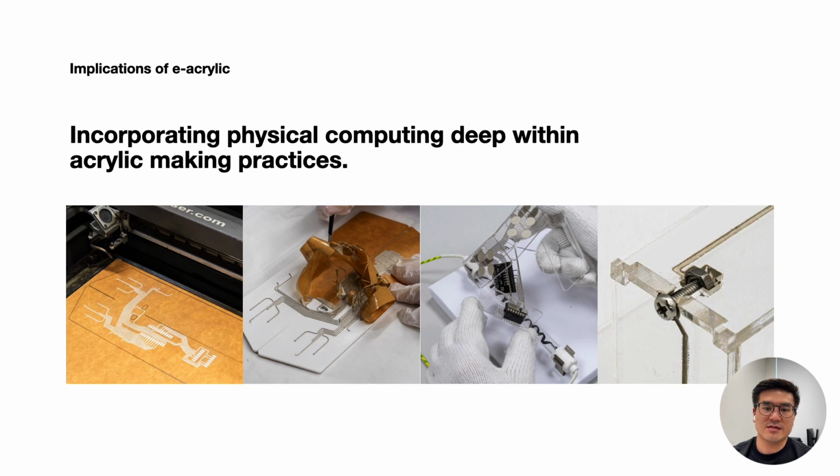In addition, the applications reveal 2 major implications for electronic composites in HCI. One is how E-Acrylic integrates physical computing deeply within acrylic making practices. Our approach to E-Acrylic shares similarity to related work on developing electronic composites with different crafts, like textile, paper, and ceramics. We took those regular acrylic making techniques, like laser cutting and thermoforming, and made E-Acrylic based on them. And just like in other similar work, instead of just sticking electronic parts on the surface, we want to create an electronic composite that really embraces the versatility and creativity that comes with making practices.